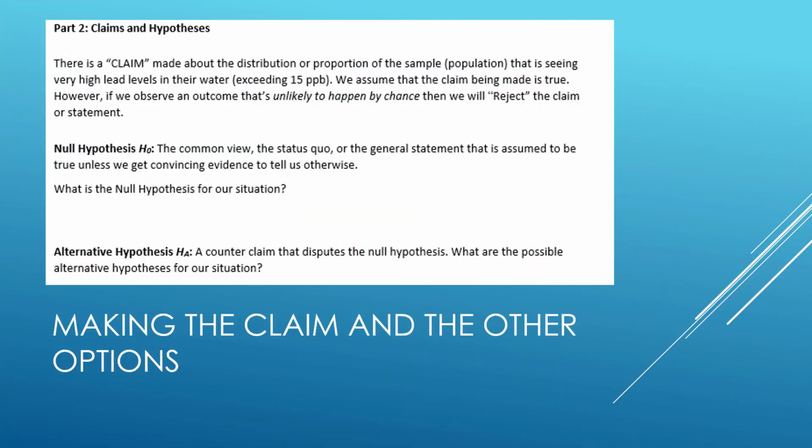As you look at the first one, part 2, we understand we're making a claim. It's very common for students to be a little bit confused about this and really understanding why we have different hypotheses. So just make sure that it's very clear that we are setting that null hypothesis as the statement that is assumed to be true, unless we get that convincing evidence to tell us otherwise. Now, the alternative is kind of what we're looking for. We're looking for evidence to kind of support that alternative hypothesis.